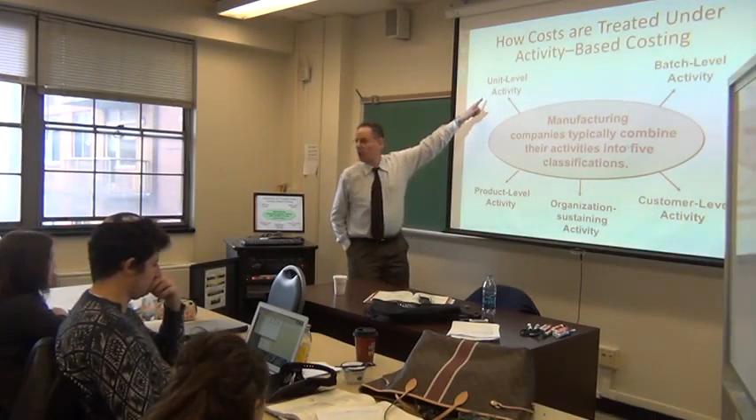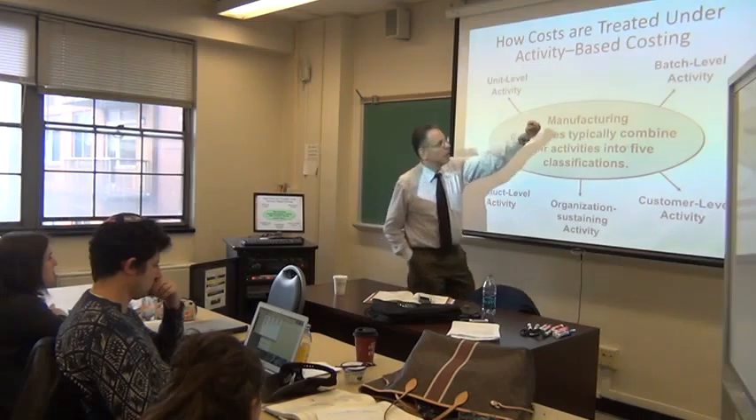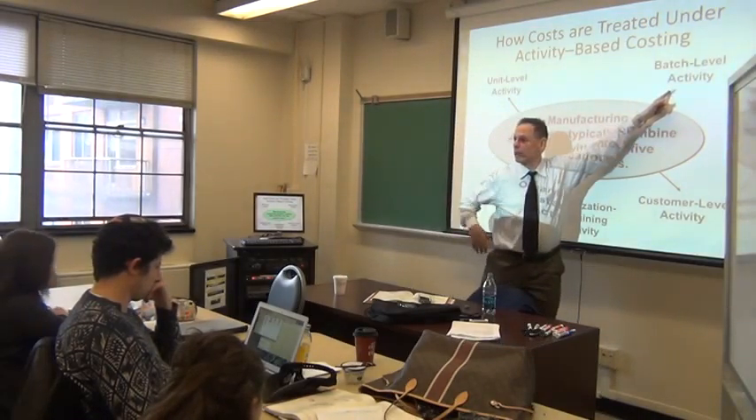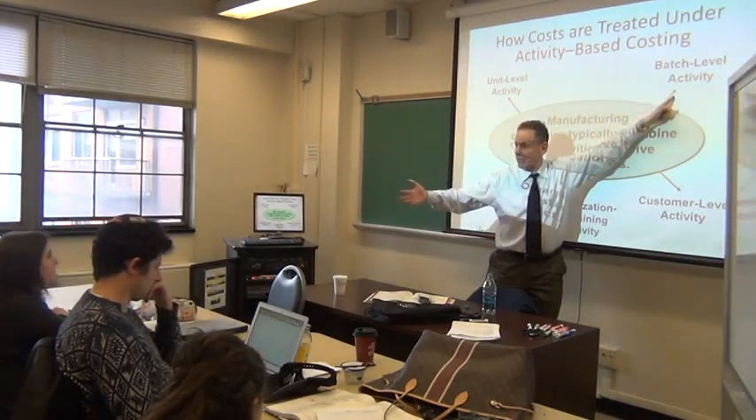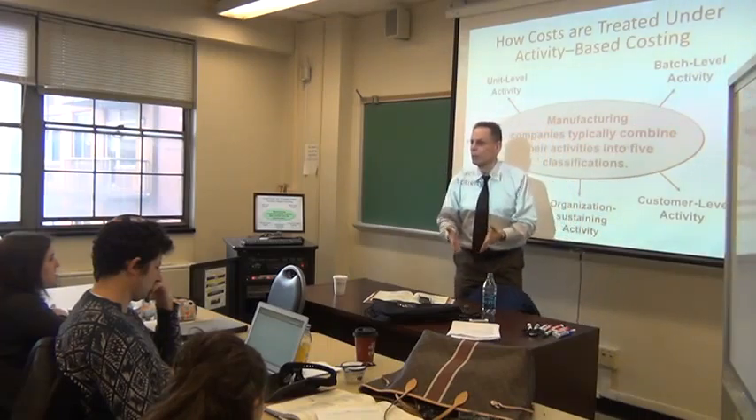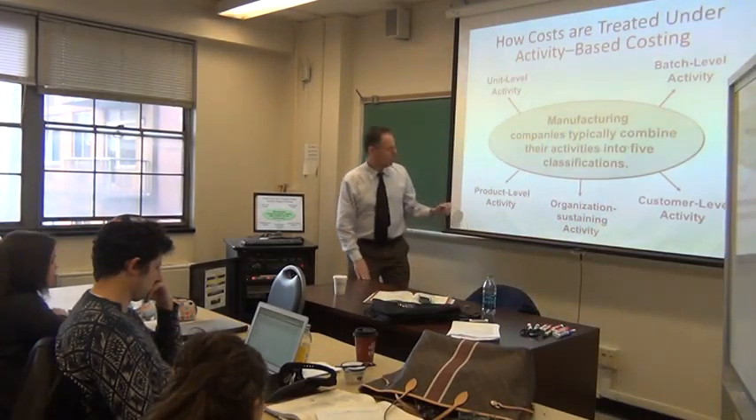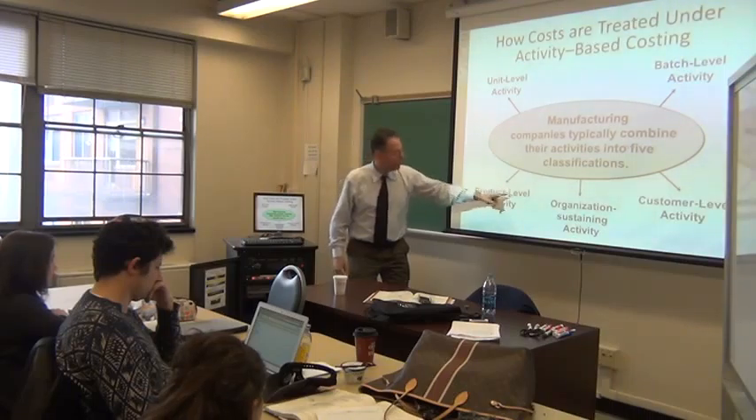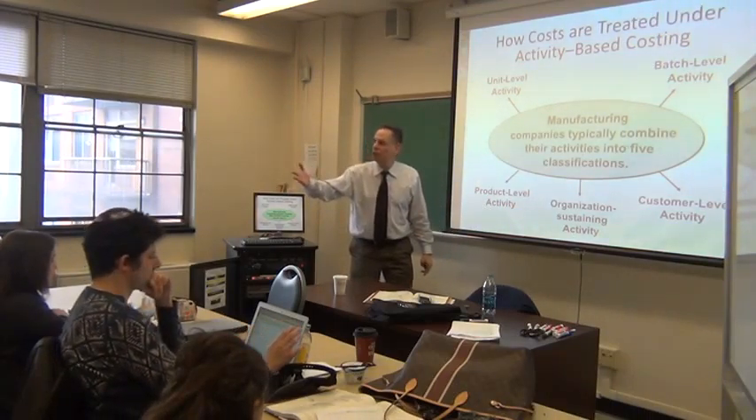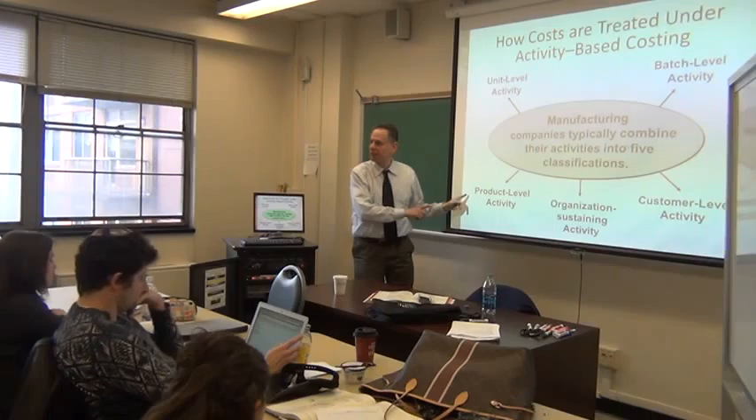A unit level is the old traditional one. A batch level is what I described with machine setups as an example of a batch activity. How many machine setups does each product require? Product level activity, this is what I said, like designing issues. Designing products would be product level activity.